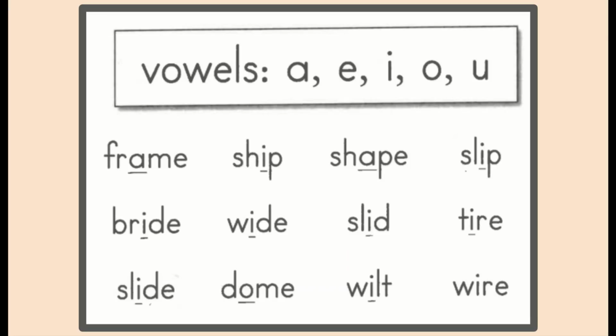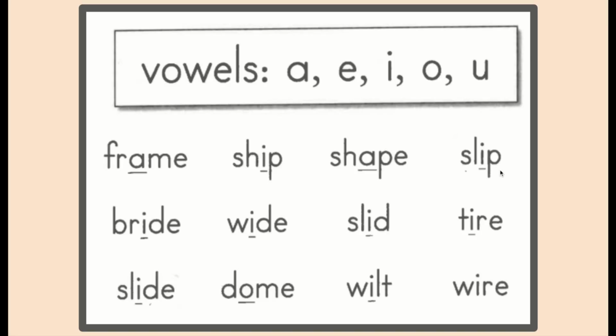Now let's practice the magic E rule. If a word has an E at the end, the middle vowel says its name and the E is quiet. Use the rule to read these words. Ready? E at the end, the vowel says its name, A. Frame. No E at the end, the vowel says its sound, I. Ship. E at the end, the vowel says its name, A. Shape.